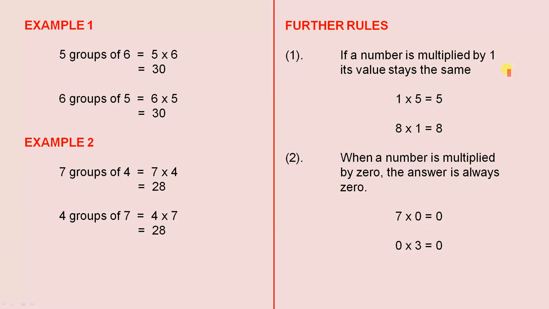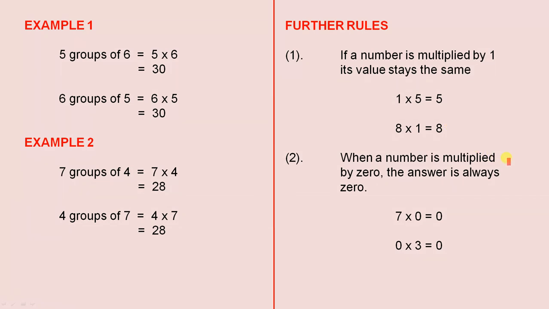Some further rules. Number 1. If a number is multiplied by 1, its value stays the same. 1 times 5 equals 5. 8 times 1 equals 8. So this shows that when you multiply a number by 1, the value of the number stays the same.